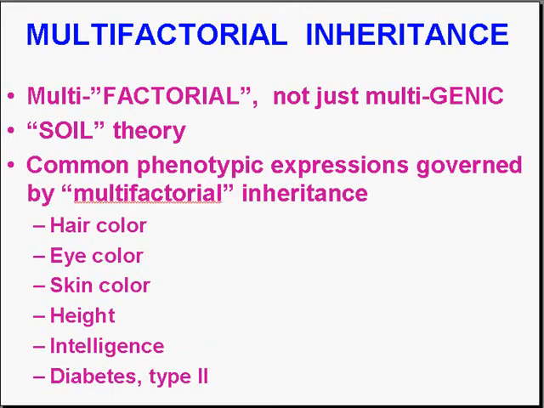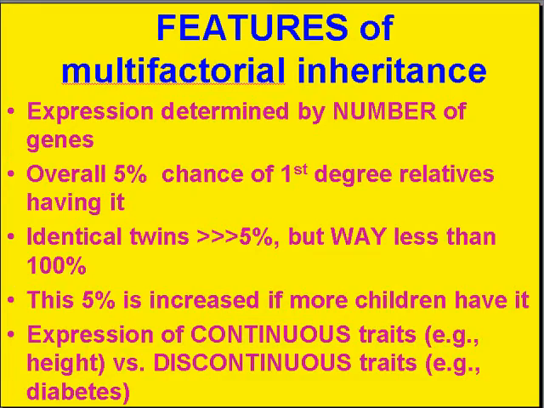So when you think of common phenotypic expressions which are governed by multifactorial inheritance, think of hair color, eye color, skin color, height, intelligence. We all know that people with these traits generally have closer relatives with them too, but it can't really be boiled down to one gene, can it? The general feature of multifactorial inheritance is that it's expressed by a number of genes, and therefore you can only talk about chances rather than specific absence or presence of disorders.